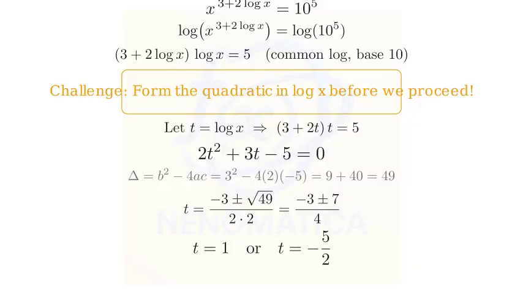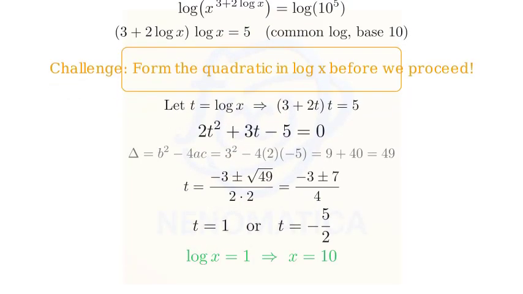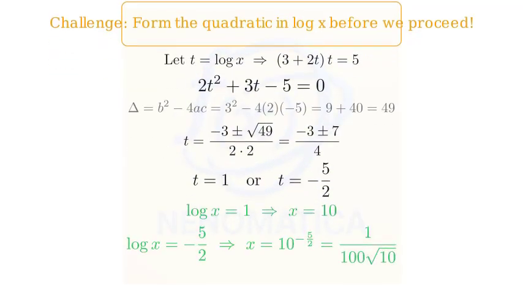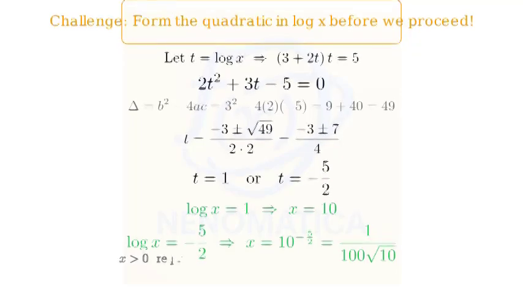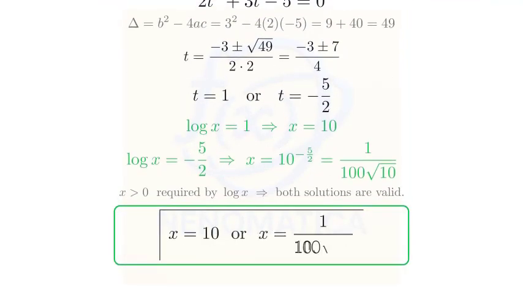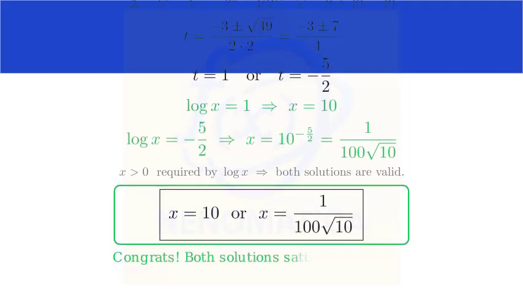Now substitute back using t equals log x. If log x equals 1, then x equals 10. If log x equals negative 5 over 2, then x equals 10 to the negative 5 over 2, which is 1 over 100 times the square root of 10. Both values are positive, so they are valid for the logarithm. Final answer. The solutions for x are 10 and 1 over 100 square root 10.